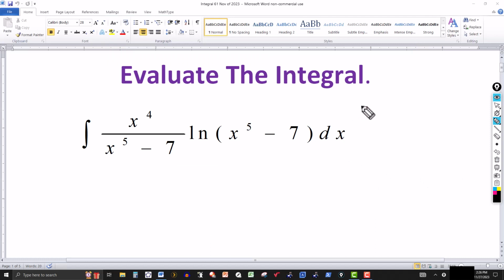We want to try u sub. We can let u equal x to the fifth minus 7. So du would equal 5x to the fourth dx. And we look at what we have over here. Got x to the fourth over here, 5x to the fourth. This doesn't seem to work.